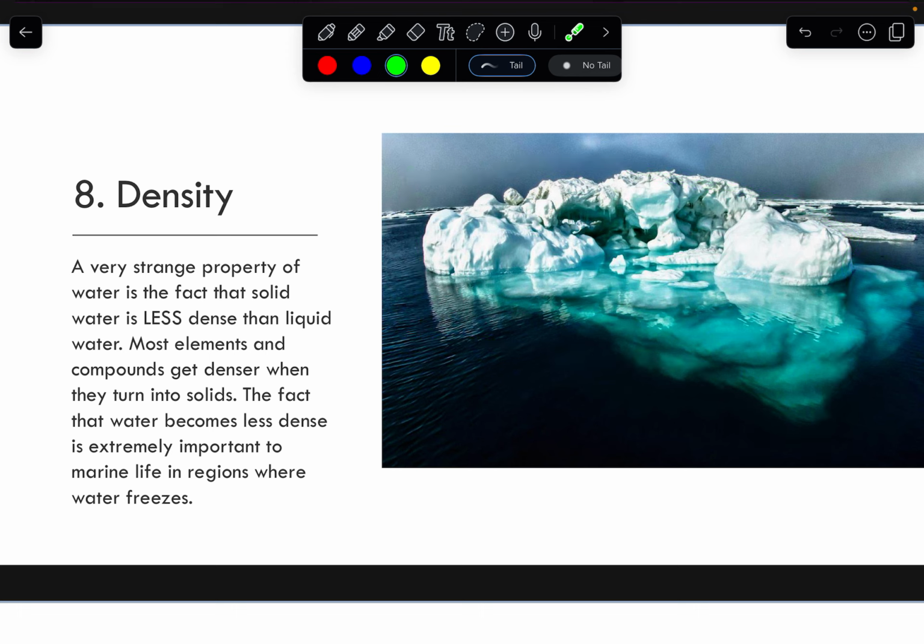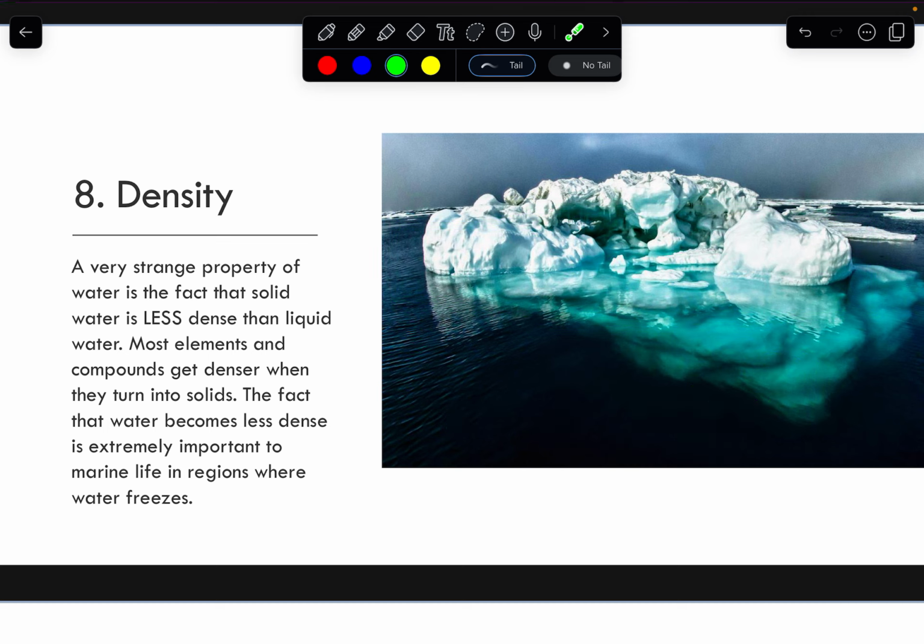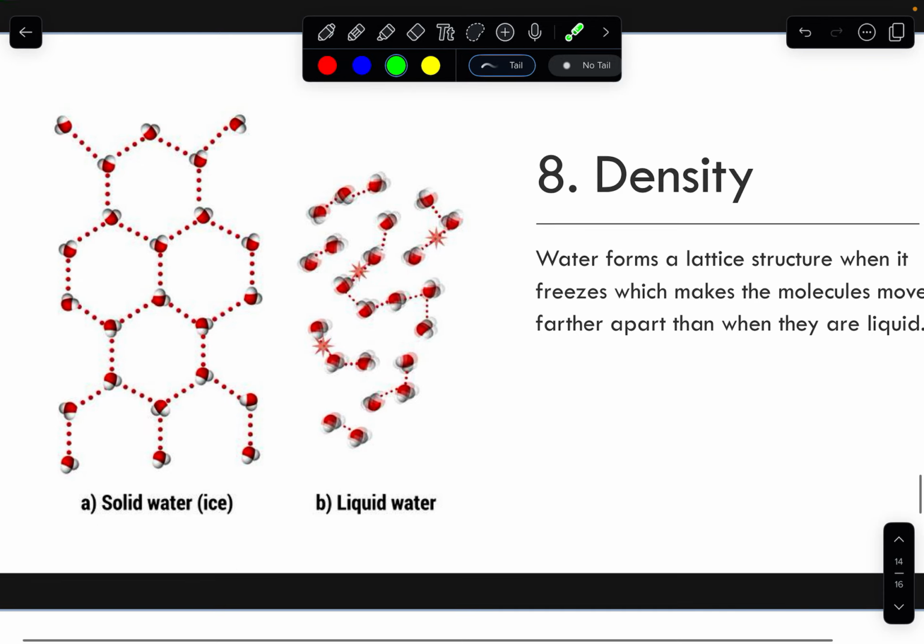Because of that, solid water, aka ice, floats. This is very helpful to the fishes and the frogs and the plants that live in areas where water freezes, okay? Because ice floats, only the top layer is going to be frozen, which allows those fish, let me draw a fish, there we go, which allows the fish and the plants to survive underneath while the top layer is frozen.